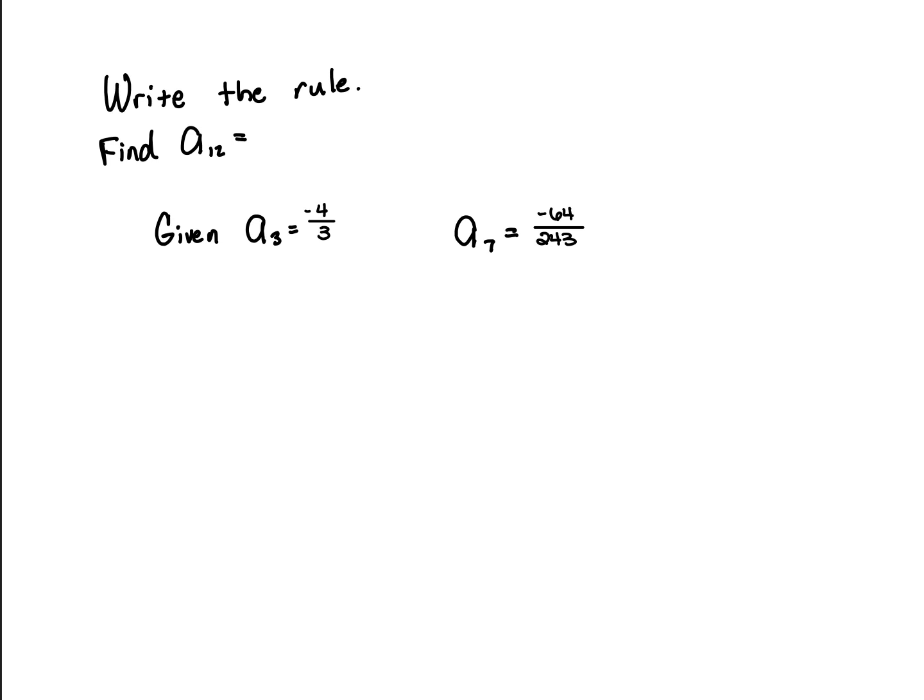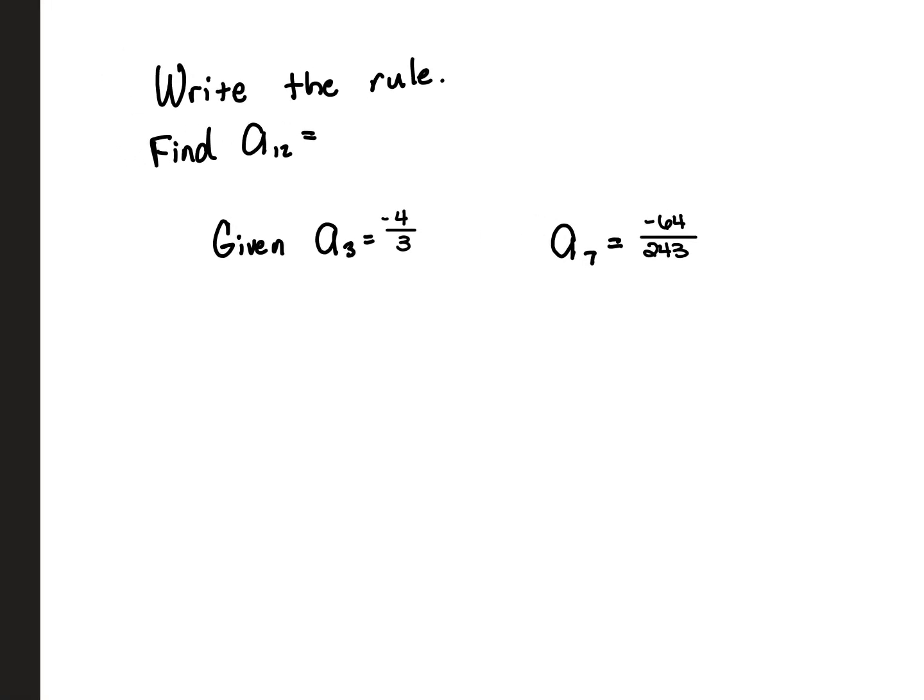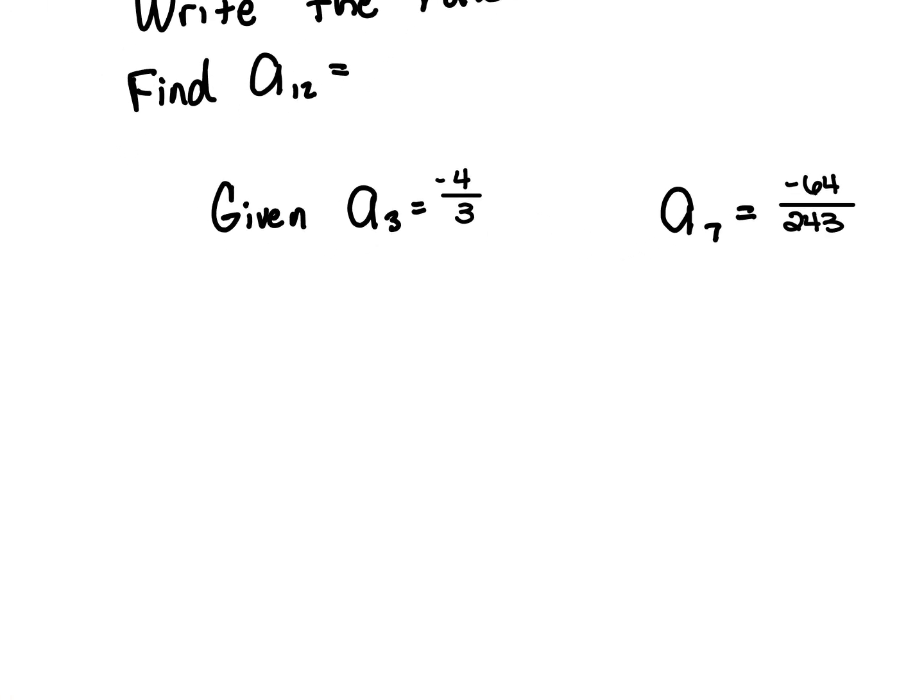So with this example, you're finding the rule and the 12th term given that a sub 3 is negative 4/3 and a sub 7 is negative 64 over 243. Again, if yours are not the same as mine, just change them to be the same numbers. The first thing that we're going to have to do is find r. Remember, r is your common ratio. In order to do so, we are going to use the formula that we worked with in 13.3 part 1.